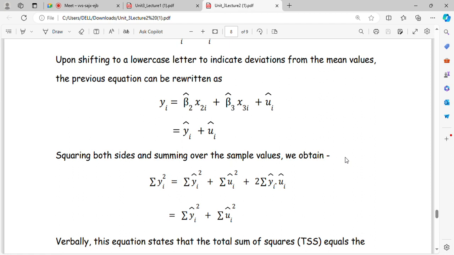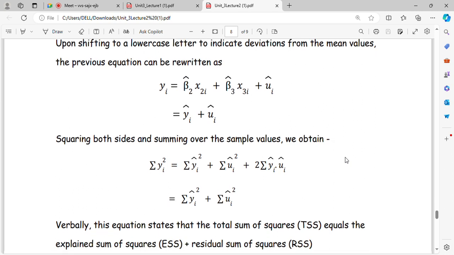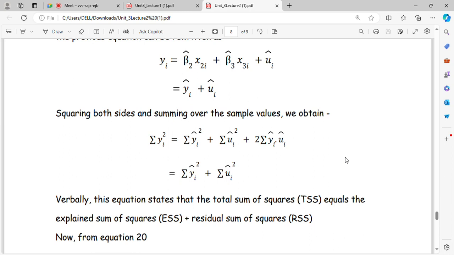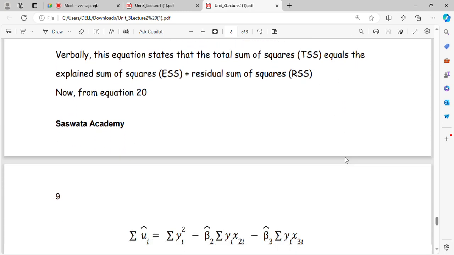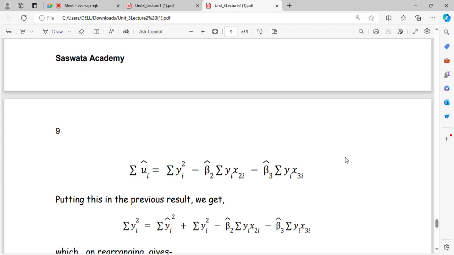And we know from the property that the residual term and yi hat are uncorrelated, so we can write summation yi hat ui hat to be 0. So summation yi square is equal to summation yi hat square plus summation ui hat square. Obviously summation yi square is nothing but total sum of square, summation yi hat square is nothing but explained sum of square, and summation ui hat square is nothing but residual sum of square. Right?